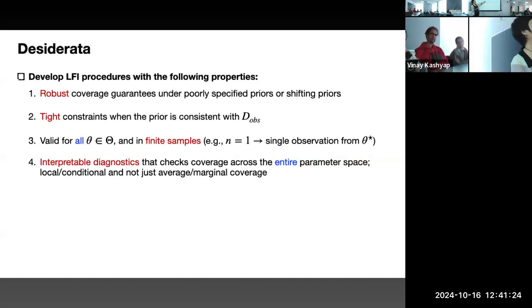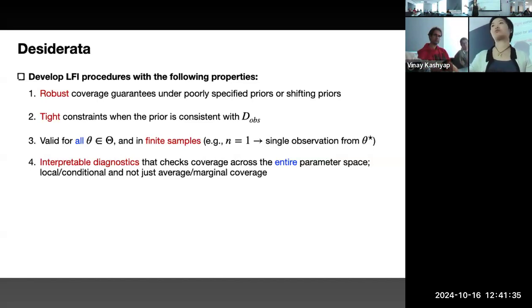I want this to be true in finite samples, even if I just have a single observation. In theory, I can repeatedly make measurements of the same star or galaxy, but you have the survey data, and you have that image or that spectra or whatever. And in high energy physics, it's even worse: your product comes and then it's gone. I cannot do multiple measurements, right?